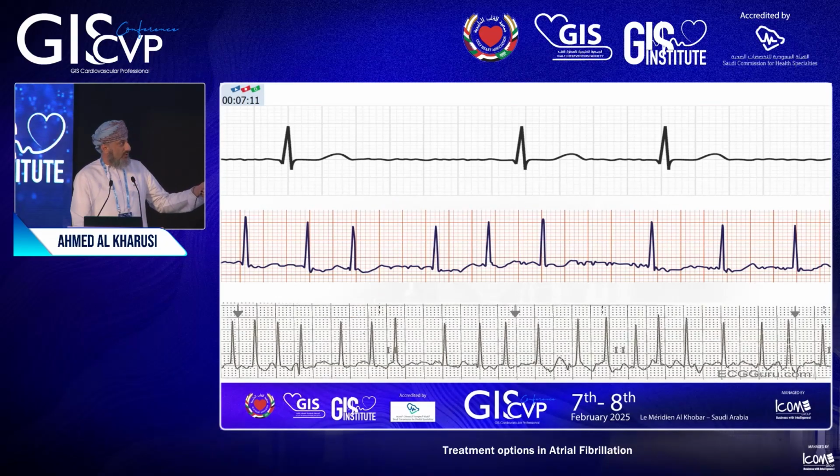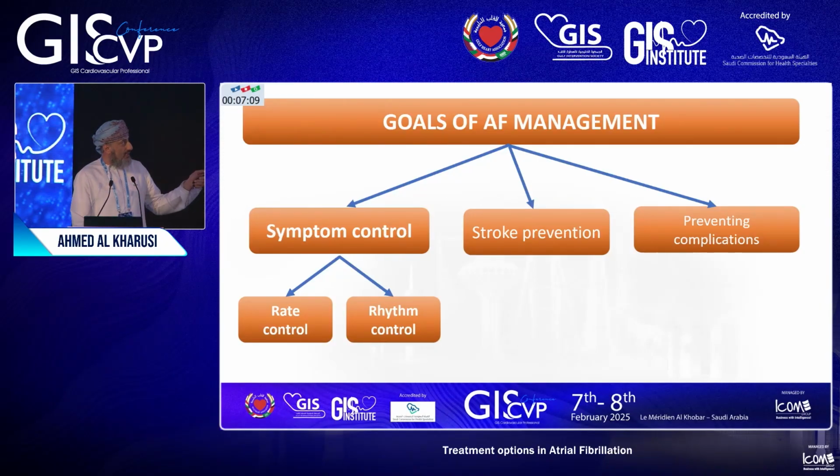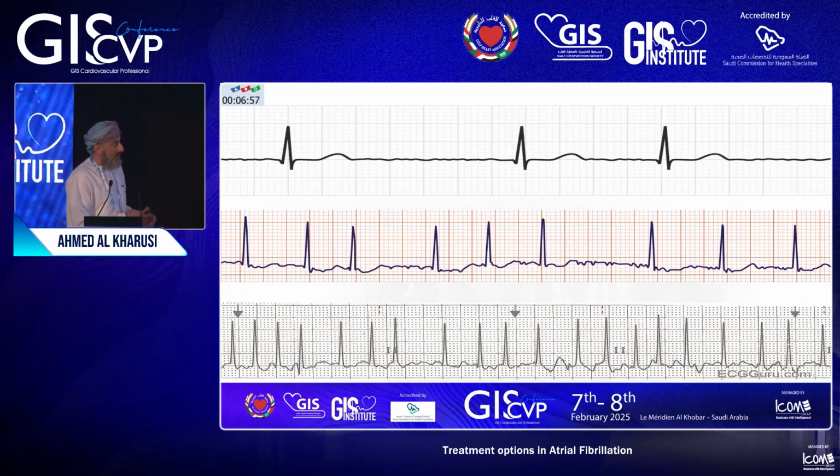We finished stroke prevention, and now we'll go to the symptom control. How to control the symptom? The first one is to control the rate. This is the first strategy. And we have a different strategy, which is to control the rhythm. What is the difference? Mainly these patients are in atrial fibrillation, as you can see. But this patient, his ventricle is responding at a regular rate. The rate of the ventricle is normal.